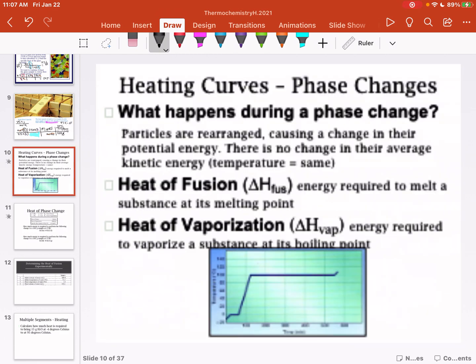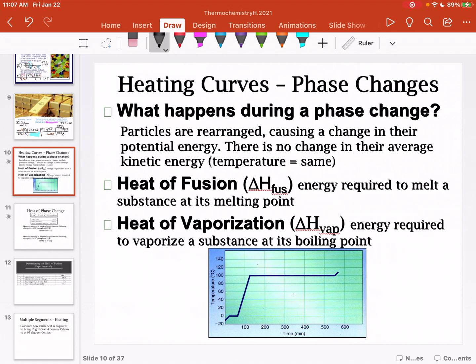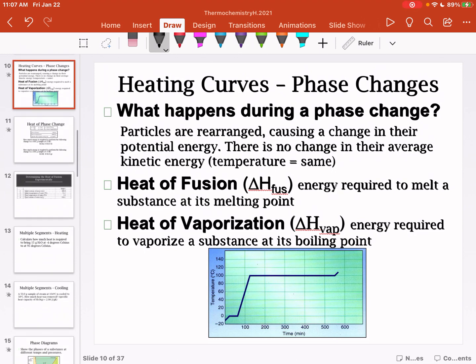So all of this was fine and well, and we talked about a lot of different temperature changes. So now let's talk about those plateaus of the curve, the phase changes, if you will. During a phase change, you can probably imagine the solid has a crystal lattice, whereas the liquid, things are a bit more free-flowing. So during that phase change, particles get rearranged, and that causes a change in their potential energy because they have different positions.